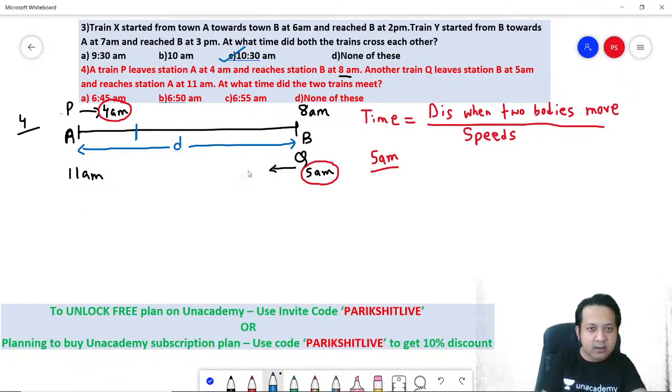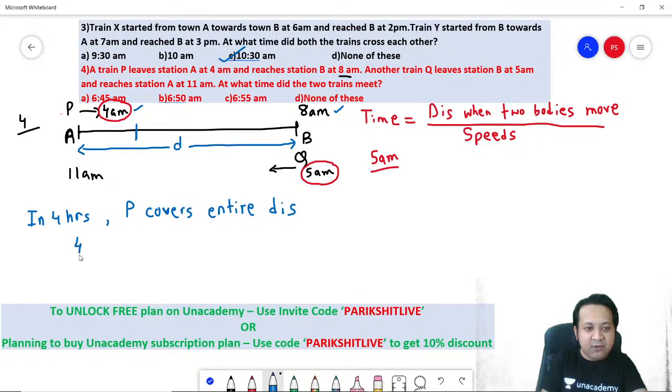P starts at 4 a.m. and reaches at 8 a.m. So can I say in 4 hours, P covers the entire distance D kilometers? So in 1 hour, how much distance did P cover? D by 4 kilometers.